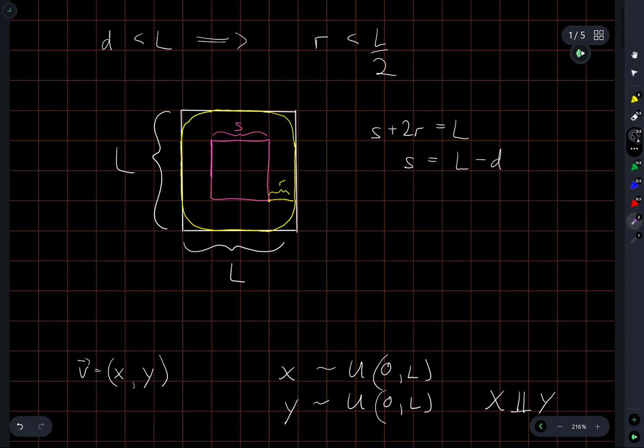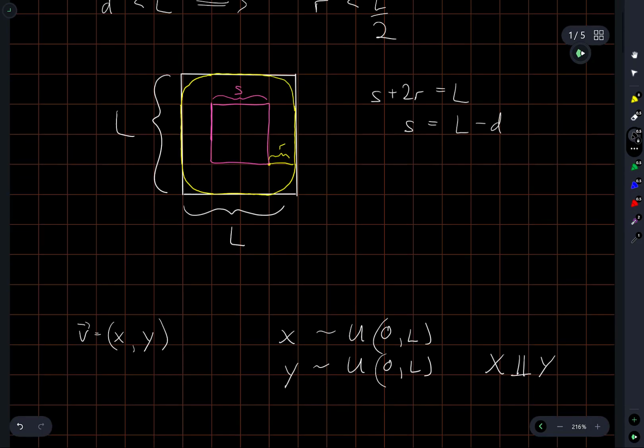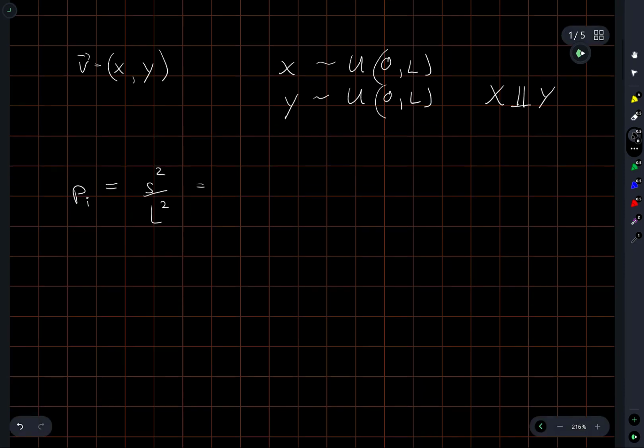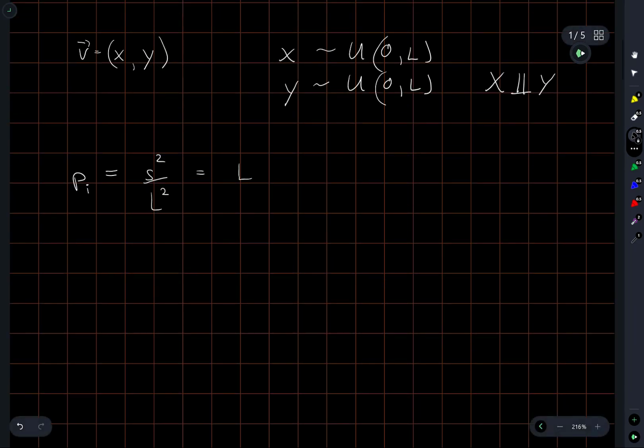So the probability we land inside that square, assuming things are uniformly distributed, is just going to be the area of the small square divided by the area of the large square. So this is going to be the probability, I'll say probability I, probability of landing inside, which is L minus D squared over L squared. This is the probability that the hoop contains only one color.